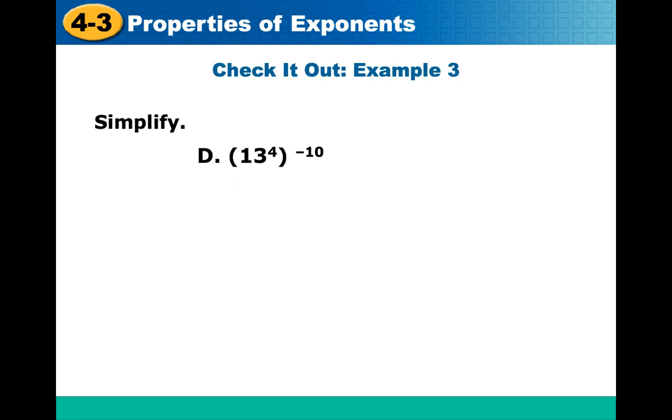This one's a little different. What's different here? There's a negative sign. But guess what? The rule stays the same. What are we going to do? We're going to multiply the exponents. So we would just multiply 4 times negative 10. That gives us 13 to the negative 40th power. You can have a negative exponent. We'll get to that later, but that is okay for now if you end up with that.